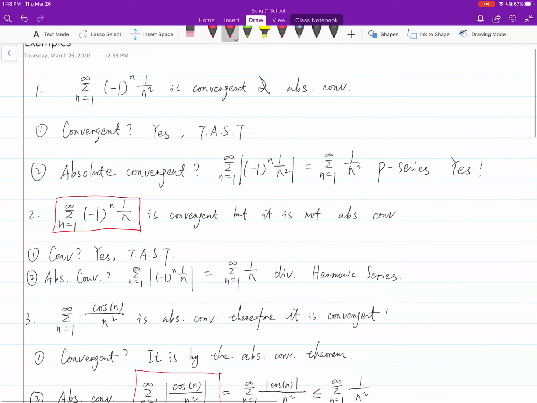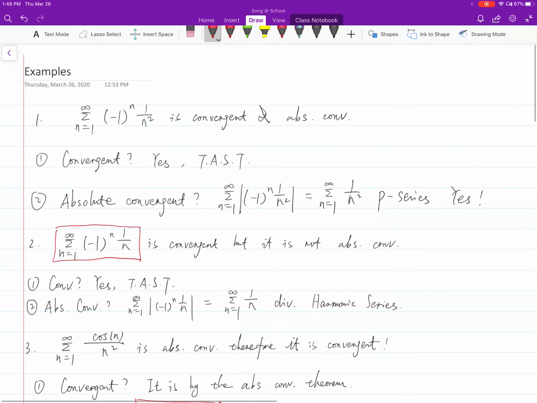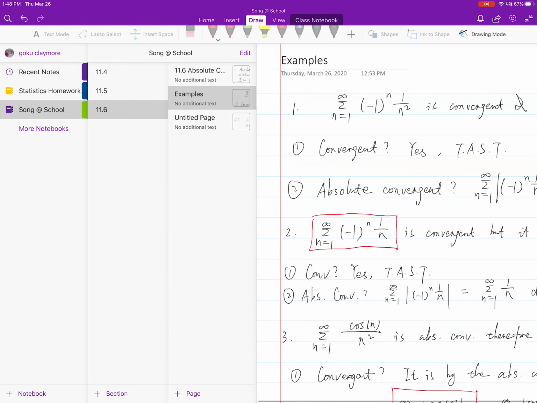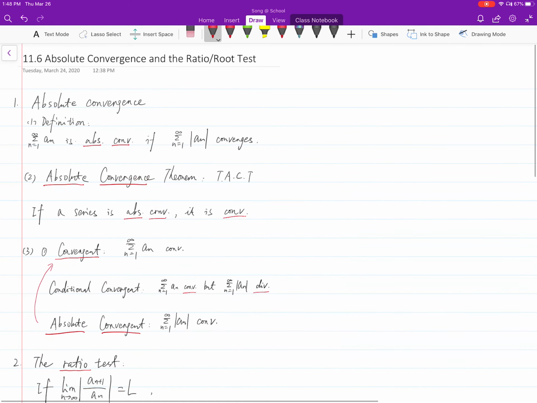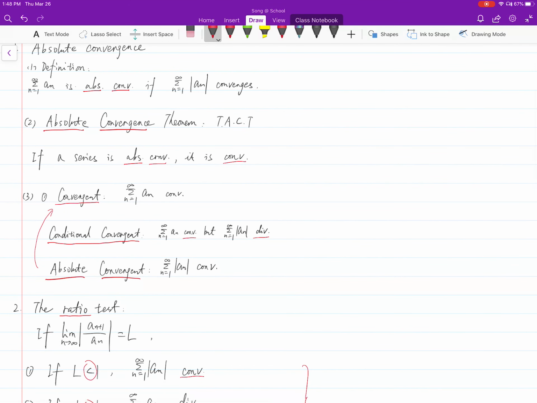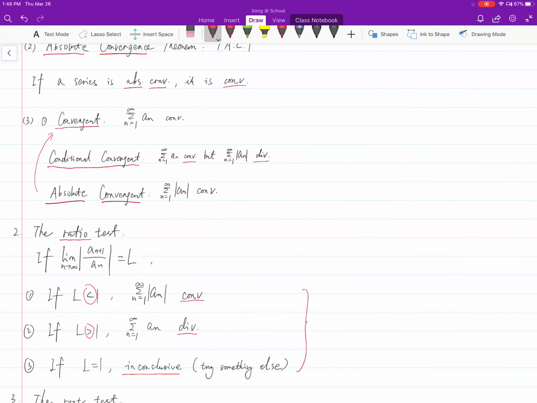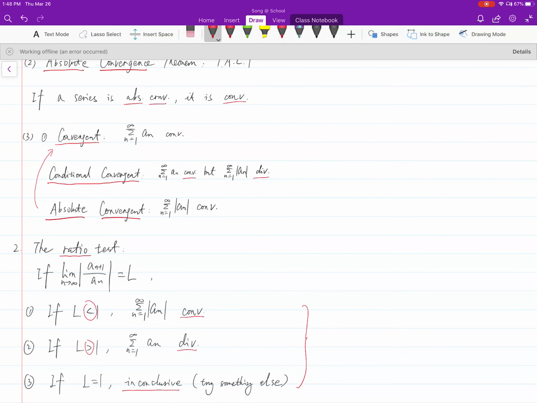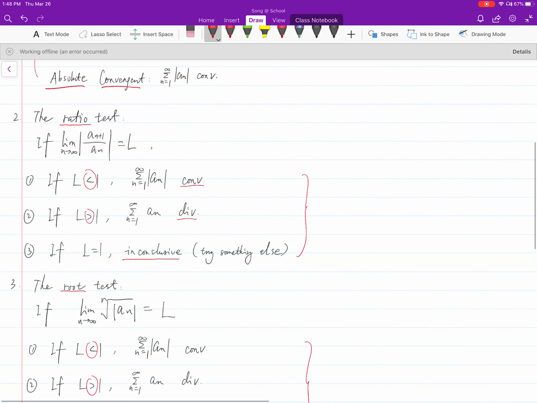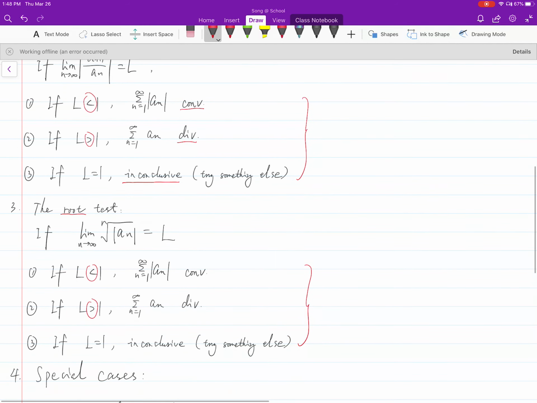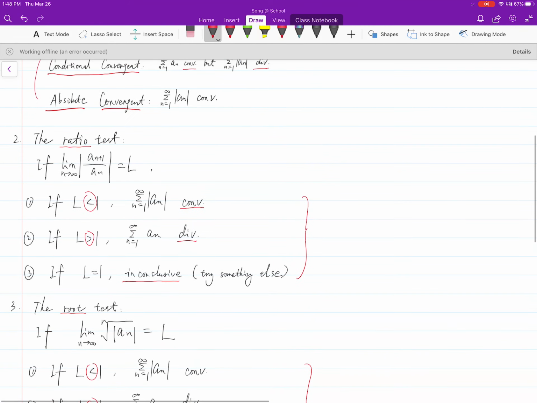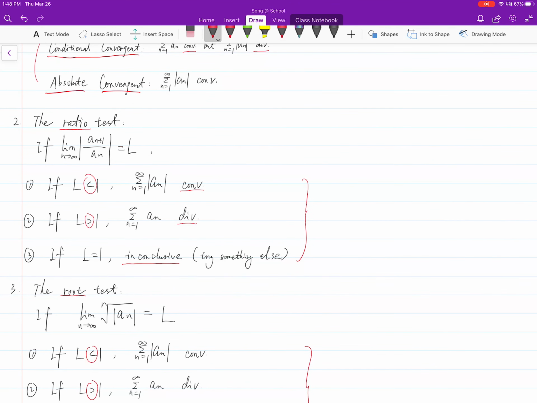A second important thing is there is a new concept which is called conditionally convergent. Basically, this is the one between convergent and absolutely convergent. Absolute convergence is way stronger than convergence, and conditional convergence is just right in the middle. Then we introduced two tests, the ratio and the root test. The idea comes from geometric series. You're trying to compare your existing series to a geometric series. The good news is you always take the absolute value in both tests, so you don't care about positive or negative.